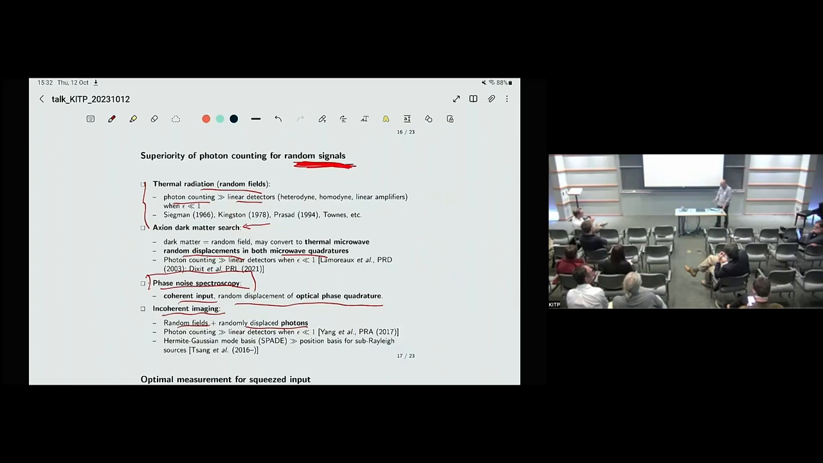In practice, it's well known since the 60s that if you're detecting thermal radiation, a random field, photon counting would be so much better than linear detectors if the average photon number per mode is much smaller than one. So basically Poisson noise versus Gaussian noise. So that is quite well known. All right, so I think we're getting to the end here. I don't know if Clemens wanted to say something, or was there one more question?